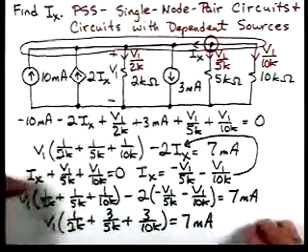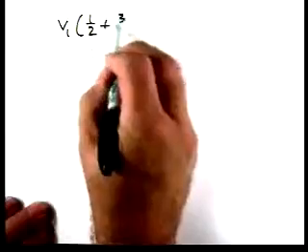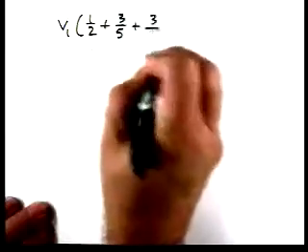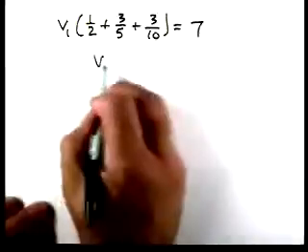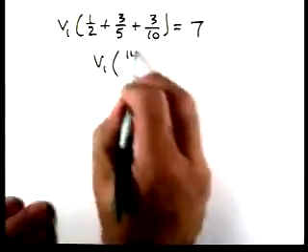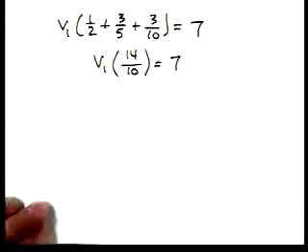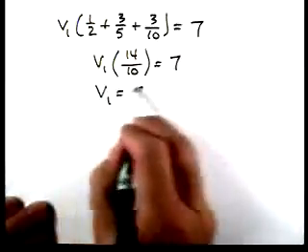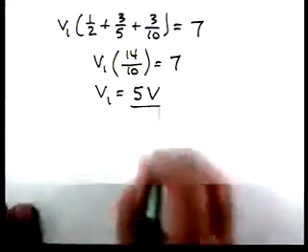So let's multiply through by 1,000. If we do that, we'll have V1 times the quantity of half plus 3/5 plus 3/10 is equal to 7. This is V1, and this term in parentheses reduces to 14 over 10, equal to 7. So then V1 is equal to 5 volts. Okay, so there's our voltage.